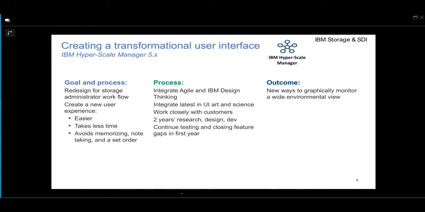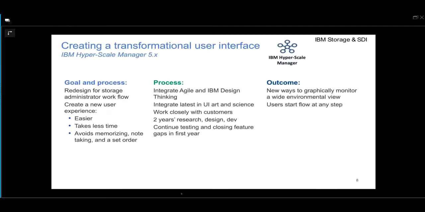The outcome, after saying what are the goals and doing the process, is basically great stuff and innovative. So first we have new ways to graphically monitor your hybrid cloud, as Nick said, your Spectrum Accelerate, whether it's on-premise or off-premise, the same thing from our point of view, in a single pane of glass with XAV and Flash System A9000. So you have one wide environmental view that you can manage everything through it, and it dramatically saves you time and simplifies management.